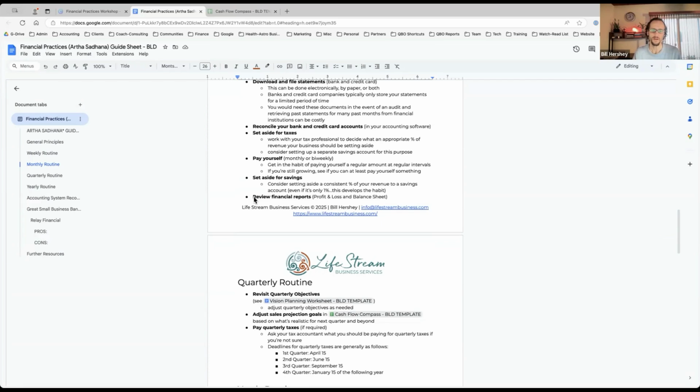Okay, so the last part here is to review your financial reports. What I'm referring to here is your profit and loss and balance sheet. And this would be more or less if you're in an accounting software like QuickBooks or Xero or Wave. In these programs, if you've done your bookkeeping correctly, you'll be able to pull a profit and loss report, and it should be an accurate reflection of what's actually going on in your business.